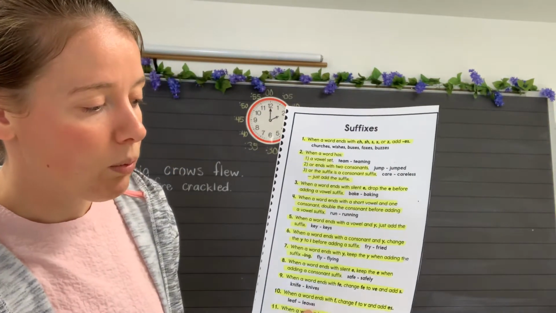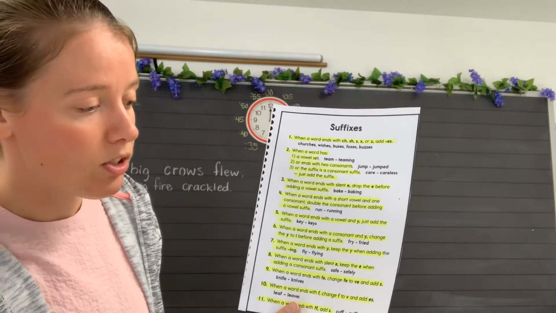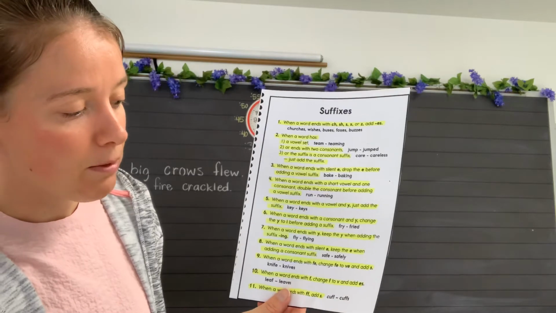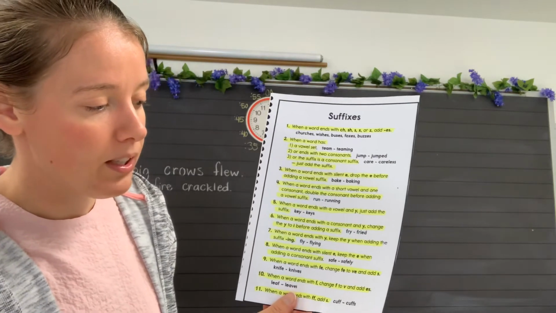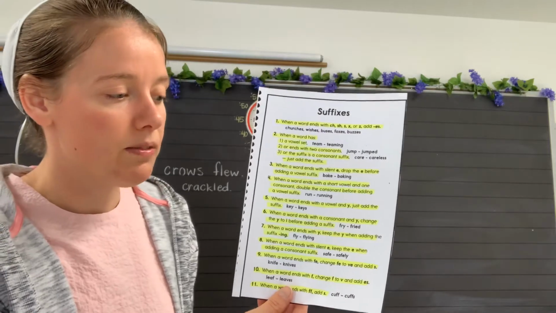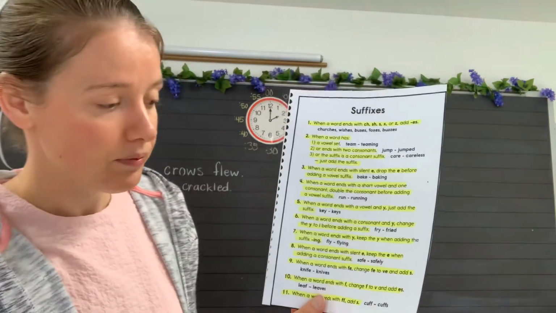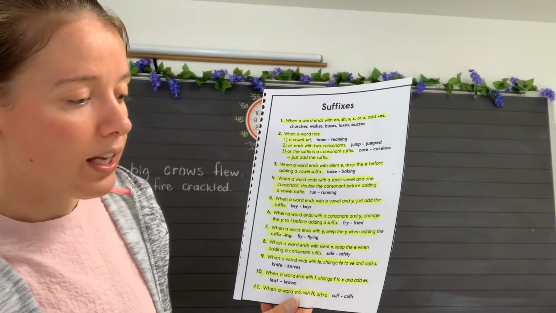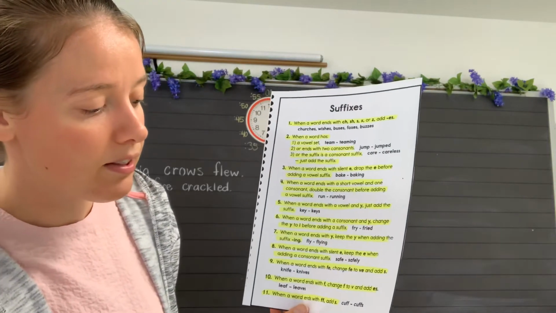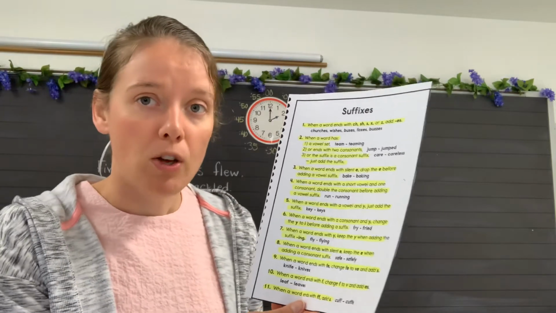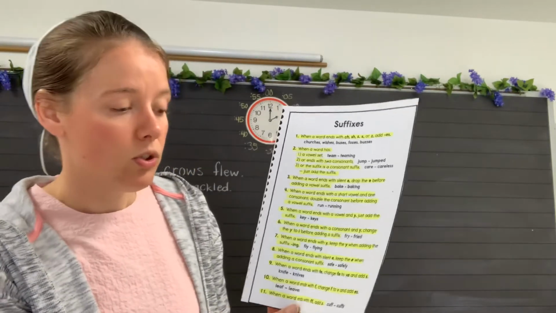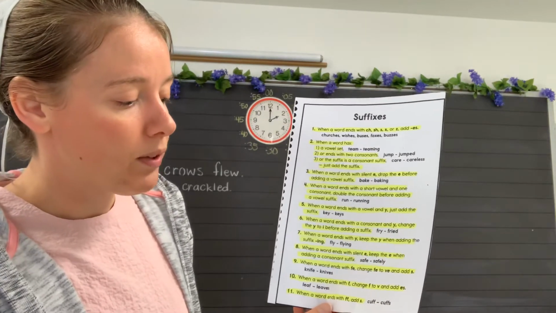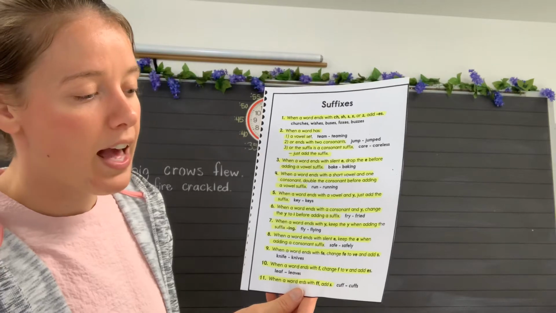Number nine, when a word ends with fe, change the fe to ve and add s, like knife. It ends with fe, so we're going to change the fe to ve and add s, like knives. Number ten, when a word ends with F, change F to V and add ES. Leaf ends with F, so we will change the F to V and add ES, like leaves. Number eleven, when a word ends with FF, add S.